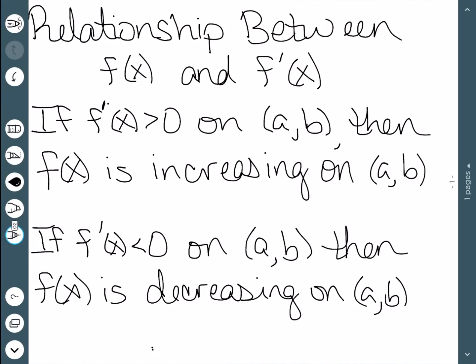The important thing to note here is I specifically pointed out greater than 0 and less than 0, but not what happens when it's equal to 0. And as we do our examples, we'll discuss exactly what happens whenever your derivative is equal to 0.